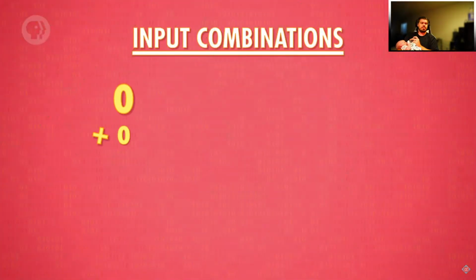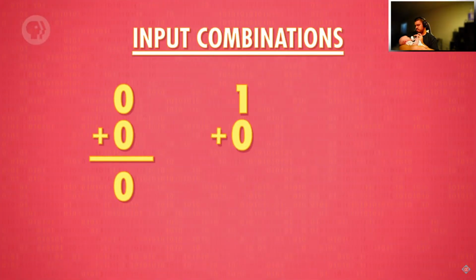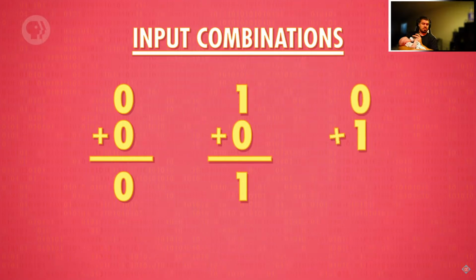The simplest adding circuit that we can build takes 2 binary digits and adds them together. So we have 2 inputs, A and B, and 1 output, which is the sum of those 2 digits. Just to clarify, A, B and the output are all single bits. There are only 4 possible input combinations: The first three are 0 plus 0 equals 0, 1 plus 0 equals 1, and 0 plus 1 equals 1.